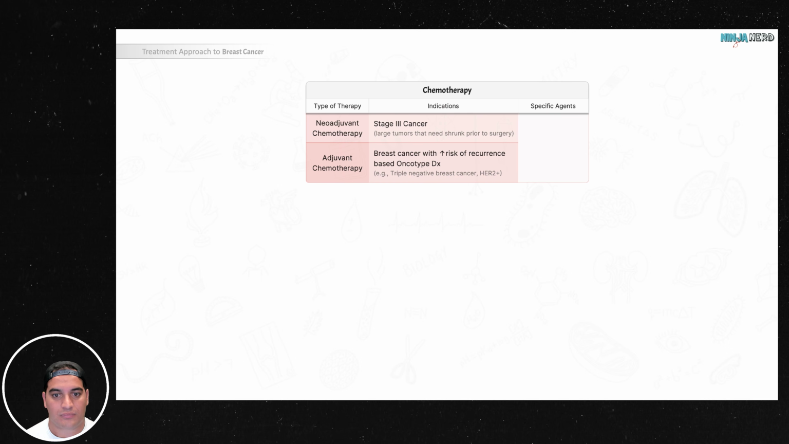All right. Now, the specific agents I don't think are super critical, but they are going to be things like anthracyclines, like doxorubicin, or taxanes, like paclitaxel. All right. So these are things that I want you guys to consider as neoadjuvant or adjuvant chemotherapy. It'll all come together because we're going to put all of this together in a nice table.